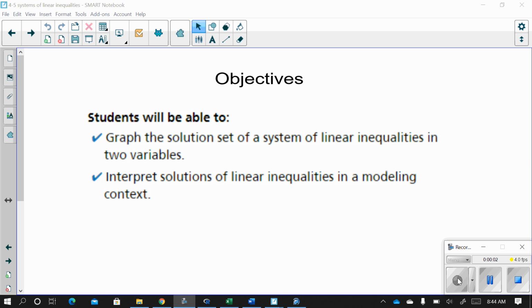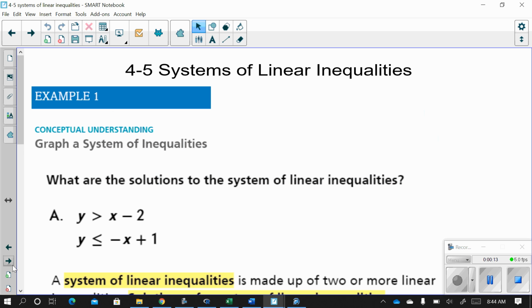Moving on to 4-5, last section in the chapter. Today we're going to graph the solution set of a system of linear inequalities, and then we're going to interpret some solutions, aka word problems. In 4-4 we looked at just one linear inequality. 4-5 is systems of linear inequalities. So what happens when we have two of these?